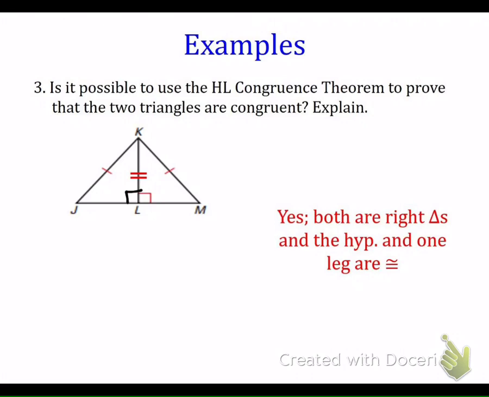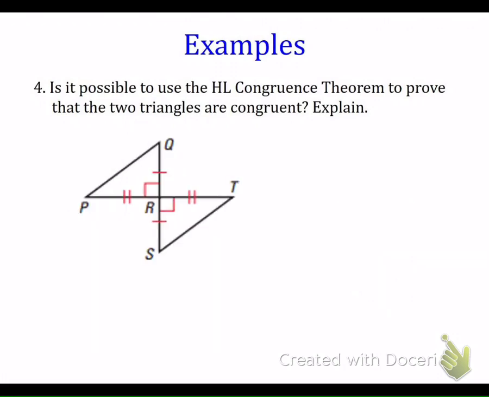Then there is also a segment KL in both triangles that's the same segment, so it's congruent to itself. Once you label the right angles and the legs, you can just check, and yes, they each have a hypotenuse that's congruent to the other, so this is an HL.